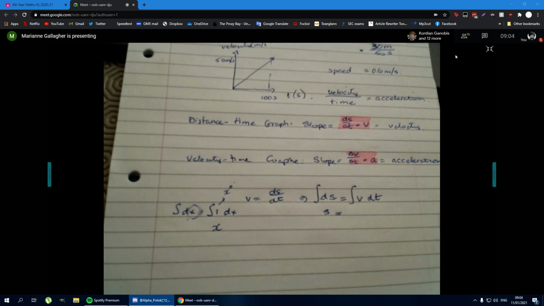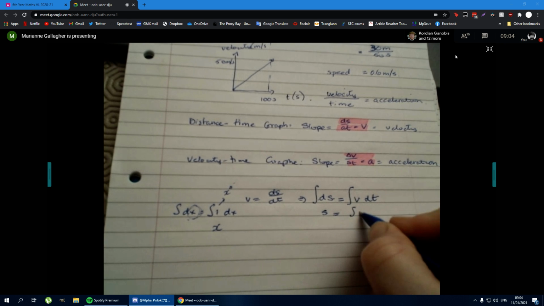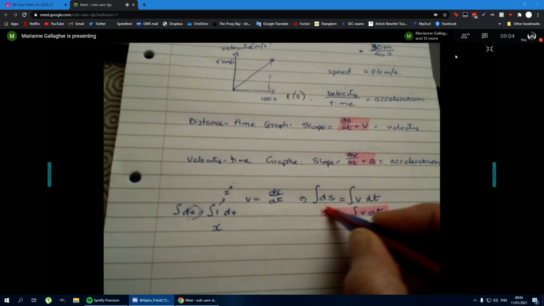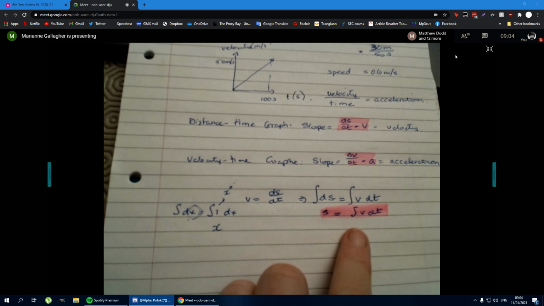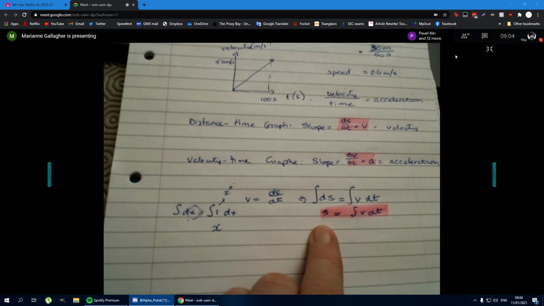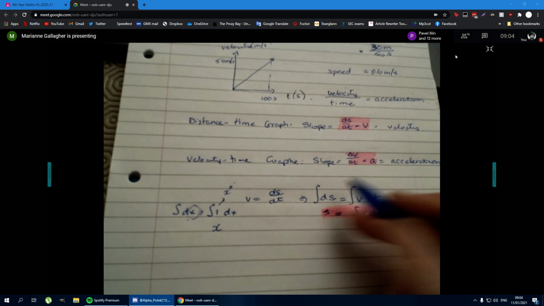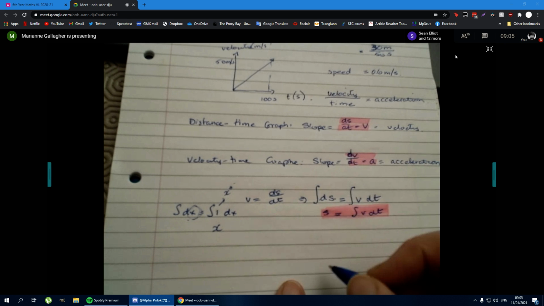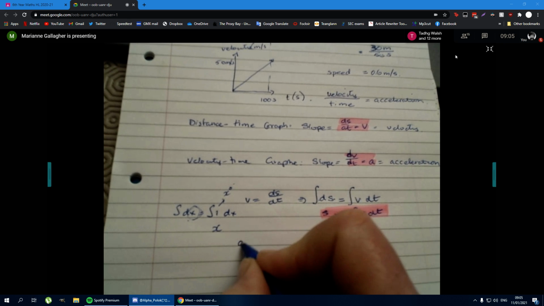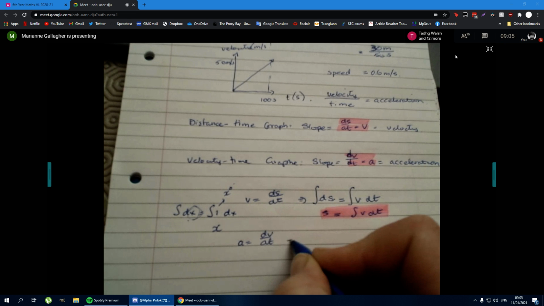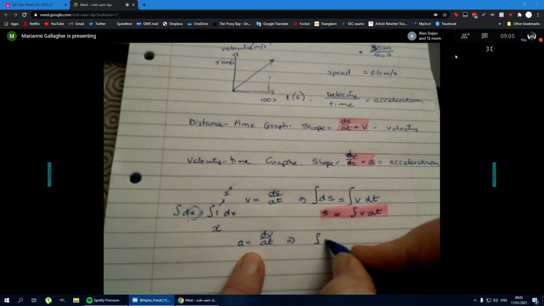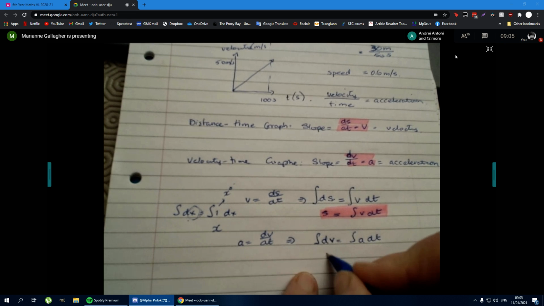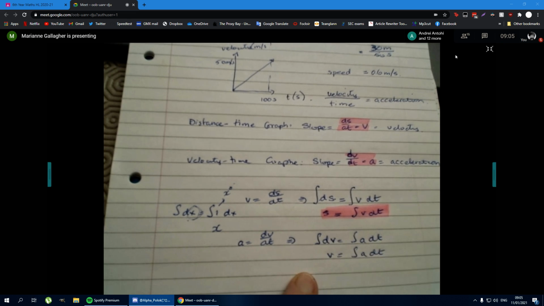And if I integrate velocity with respect to time, that's basically going to give me s, so s is equal to the integral of v dt. All right, so if you're starting with the velocity and you want to get the distance, you integrate it. Okay, and then similarly, if we take this one, dv/dt, you can say acceleration is equal to dv/dt, and if we multiply both sides by dt, we get the integral of dv is the integral of a dt, and the integral of dv is just v. So if you integrate acceleration, you'll get velocity.